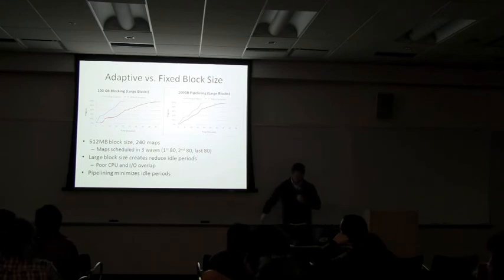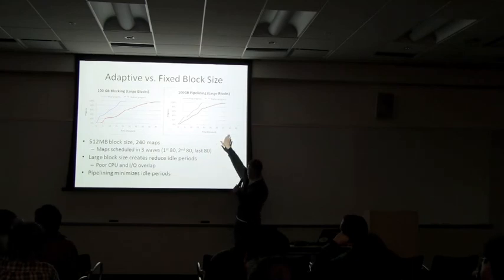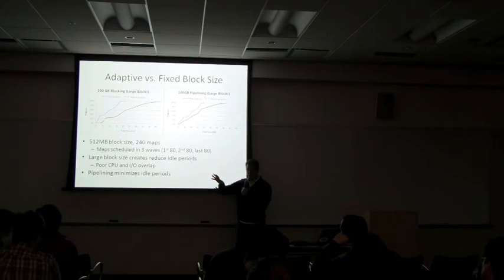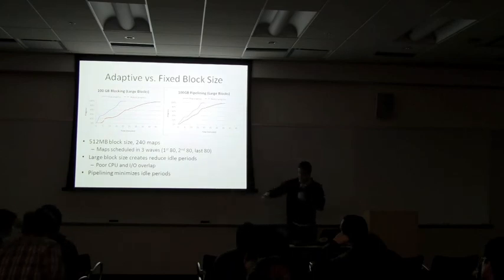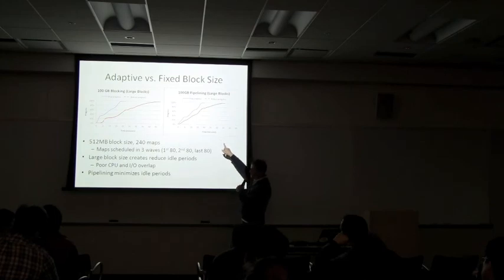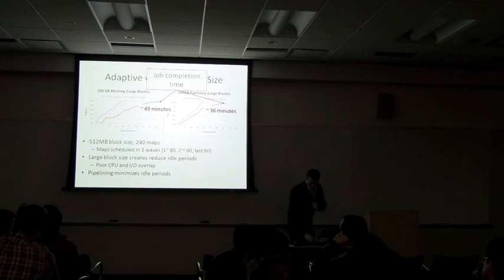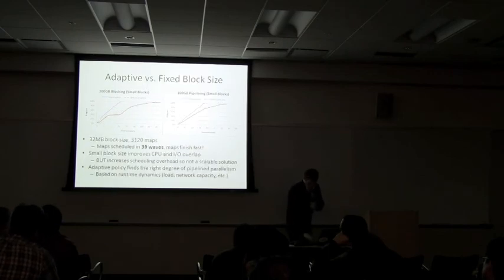Large block size creates these reduced idle periods where you have poor CPU I/O overlap. So if you look at the reduced plot here, you'll see these dips in the progress, whereas on the pipelining, it's more steep in the shuffle phase. But again, in the pipelining, you still have this little dip here at the top at 75% where it has to do that final sort. So it's doing extra sorting work. So for this, we have 49 minutes and 36 minutes, respectively.